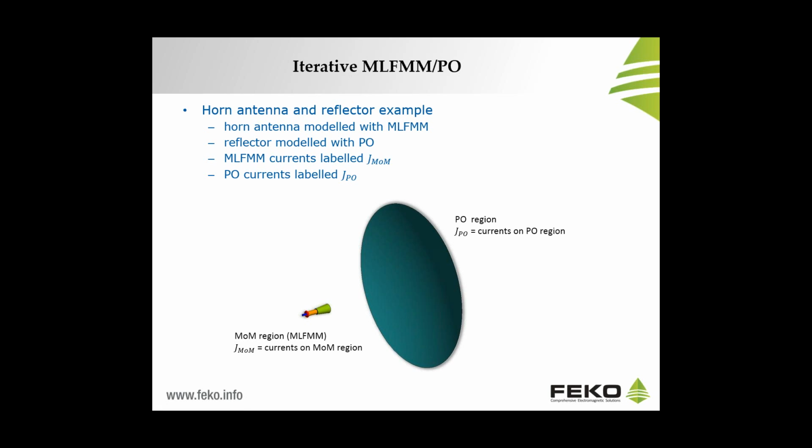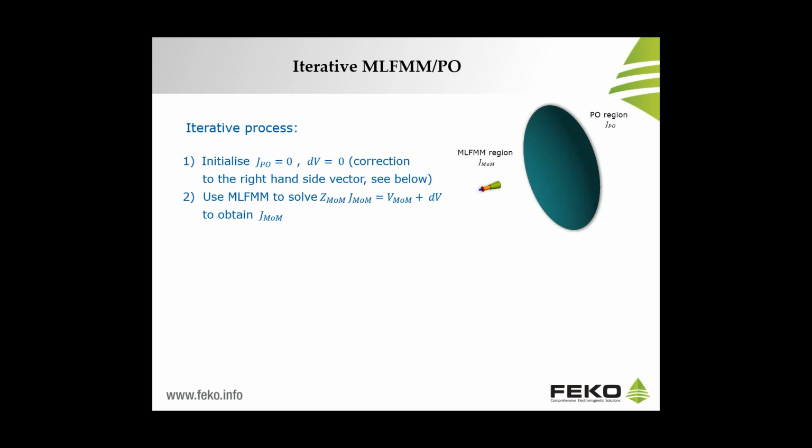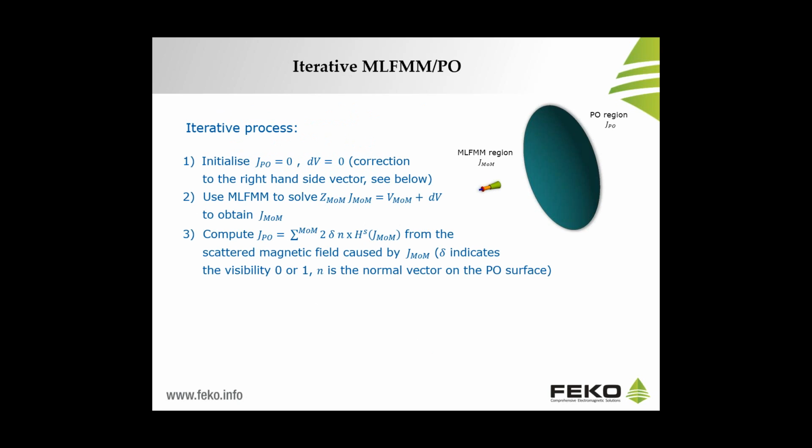The iterative process on which this algorithm is based works as follows. First, we initialize the PO current to 0. We compute the MLFMM current using MLFMM, and afterwards we use the scattered magnetic field caused by the MLFMM currents to compute the PO currents.